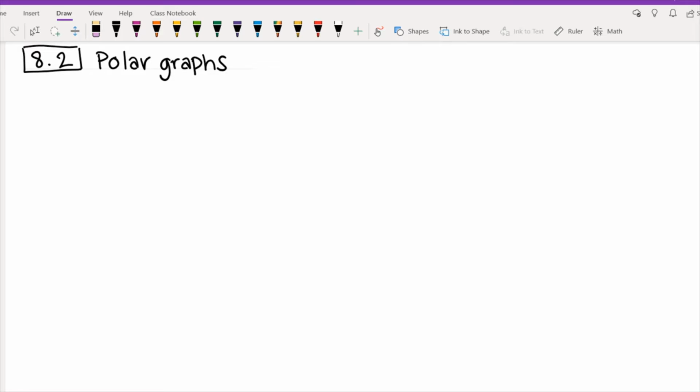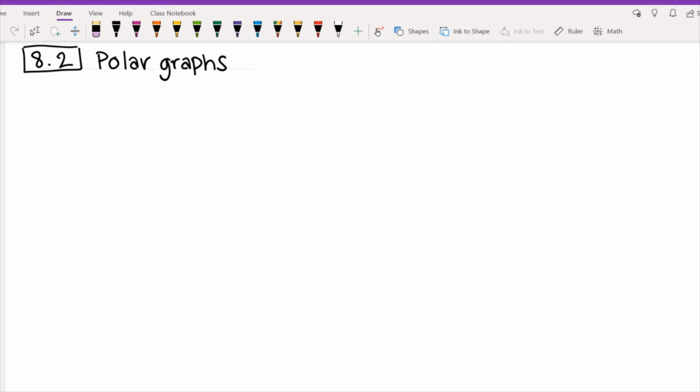And this isn't something we're going to get super deeply into. We're just going to do a few examples, and then I'm going to show you some other ones on Desmos. So what do I mean when I say a graph of a polar equation? Or, even more generally, what do I mean when I say a polar equation?